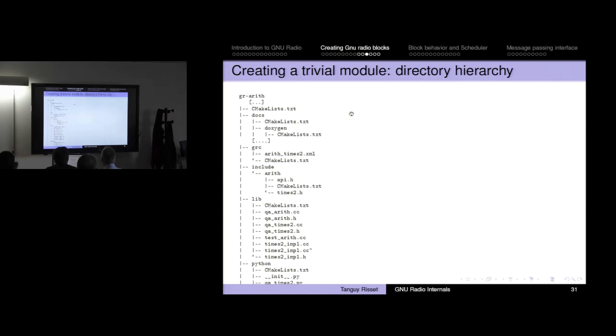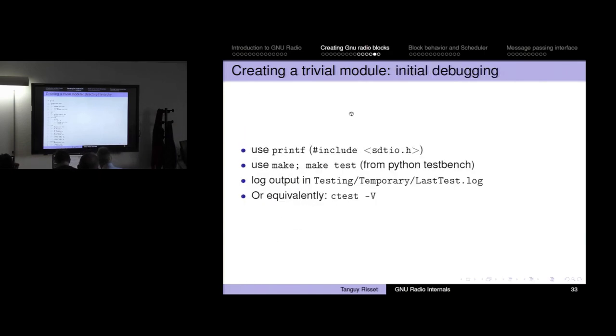So when you do that, you have in the lib directory the files ×2_impl.cc and ×2_impl.h, which are the files that you will edit to have your block working. Okay. So this is commented in the text.